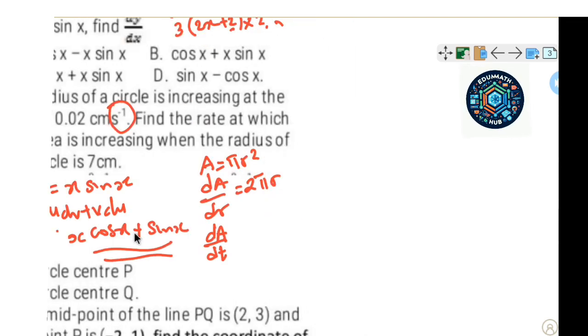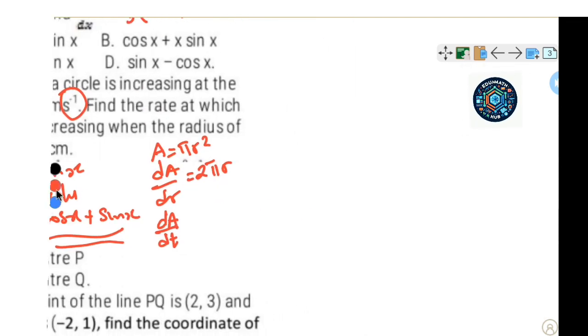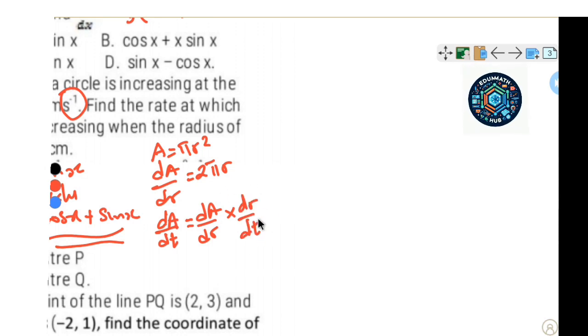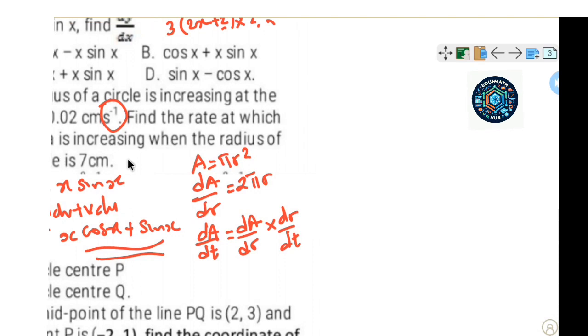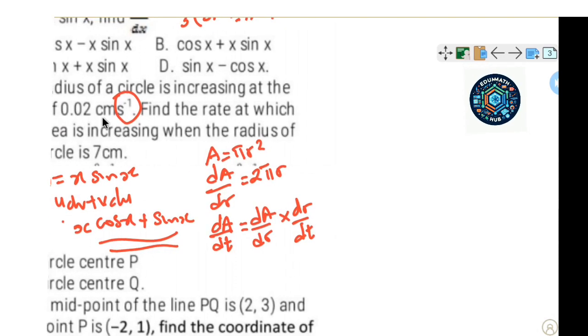Then you just do something like a little ratio there. It will be equal to, so you pick dA over dr first, then times dr over dt. The dr over dt is how the radius is changing, which is given in the question. So the rate at which the radius is changing is 0.02. You can see the centimeter per second. Then dA over dt is what I'm looking for.